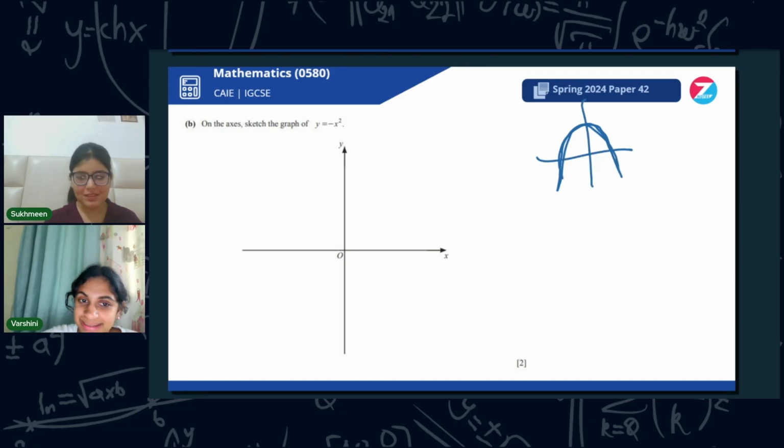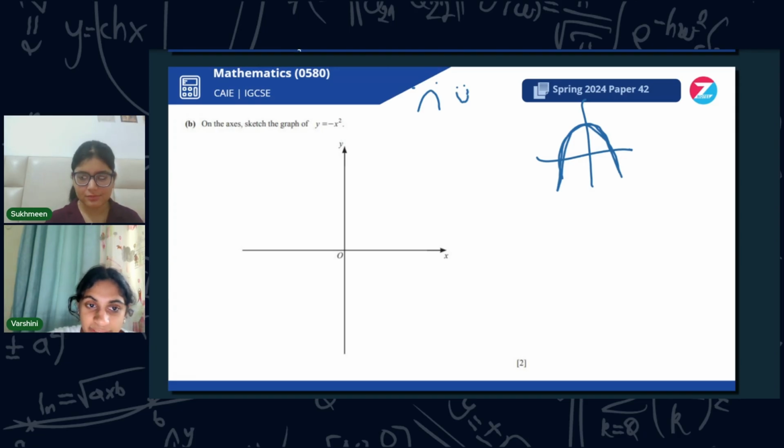Easy way to remember this: whenever there's a minus, it's going to be a sad face, something like that, and the parabola is going to open downwards. And if it's a happy face, it's going to be like this, and the parabola is going to open upwards. So in this case, we have a downwards opening parabola. We don't really need anything more, but we can also find the x-intercepts and the y-intercepts.